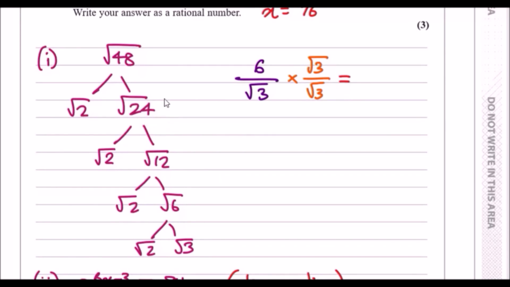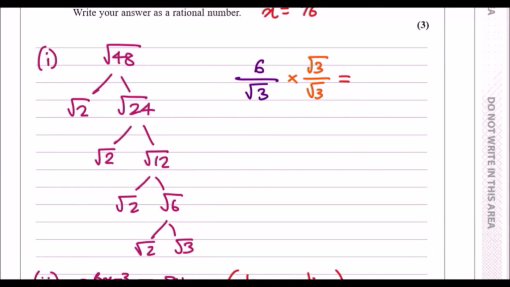And then 24 can be broken down as 2 and 12. 12 can be broken down as 2 times 6, and 6 can be broken down as 2 times 3. The most important thing is that when you break these down to the lowest numbers, these are always going to be prime, because once you get to prime numbers, you can't go down.